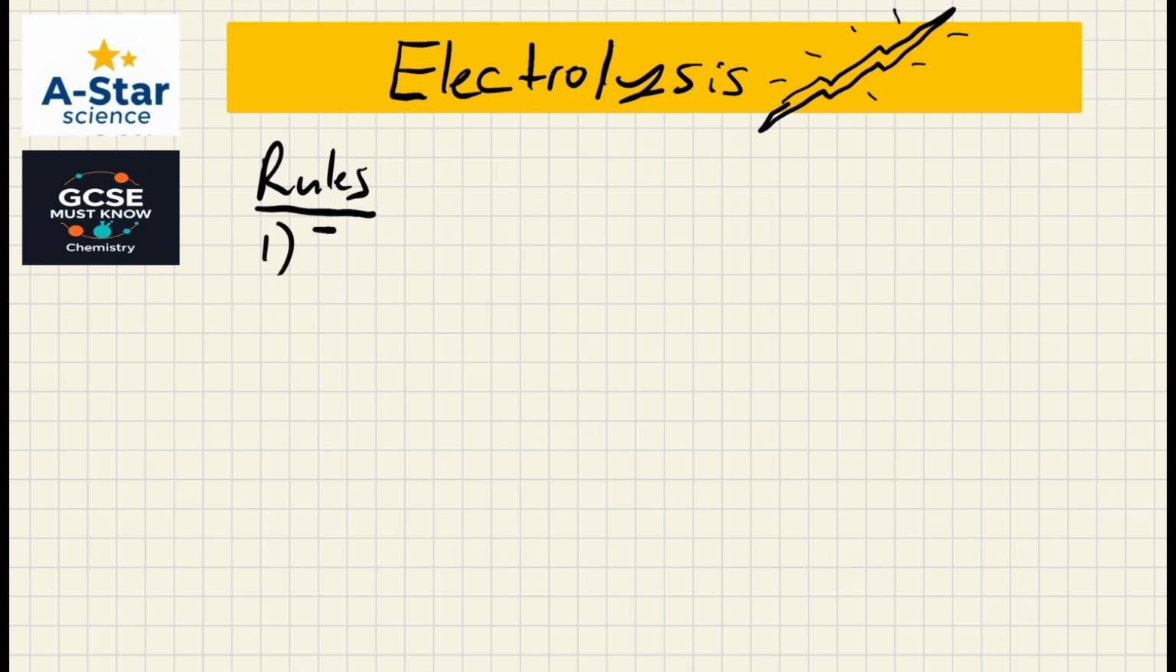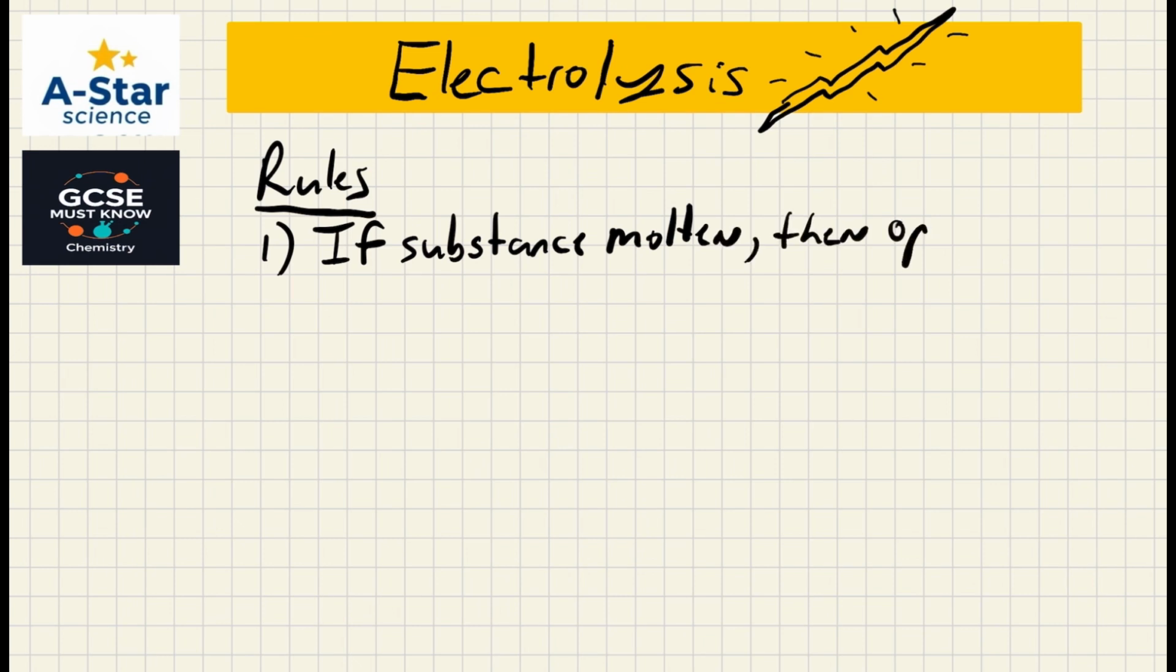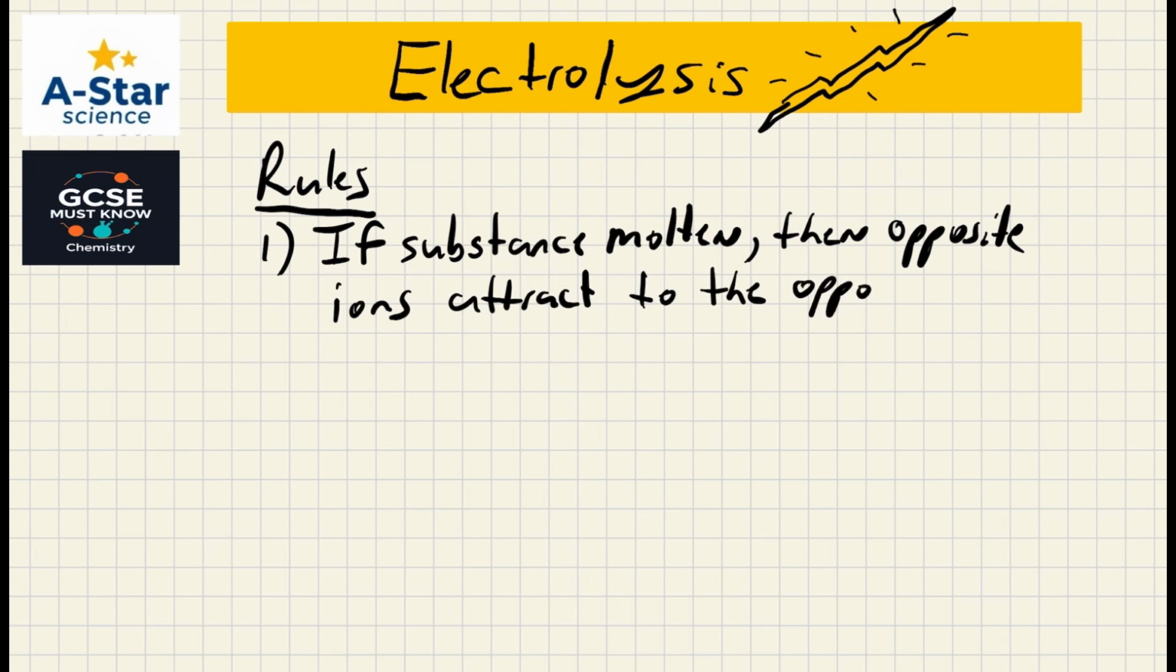Rule number one is, if the substance that's being electrolyzed is molten, then the opposite ions attract to the oppositely charged electrodes. That's the simplest rule for electrolysis.